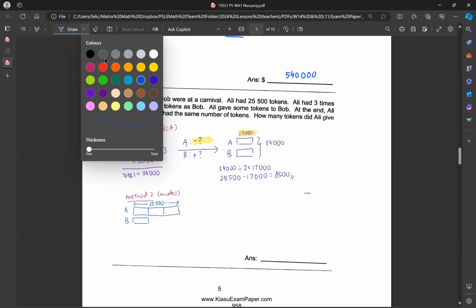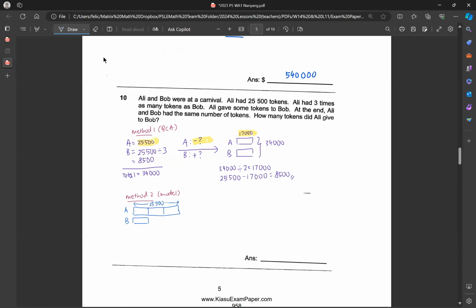Okay, so you notice that in order for them to be the same, Ali has to give 1 unit to Bob. So let's shade off the last 1 unit. So this last 1 unit will be transferred to give to Bob. Do you notice that they are the same now? The moment he transferred that?